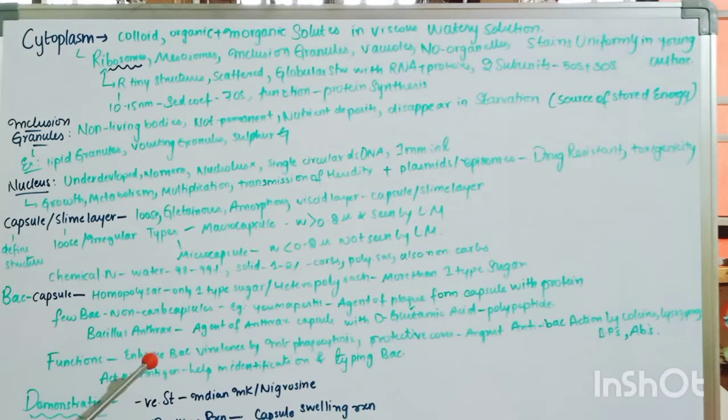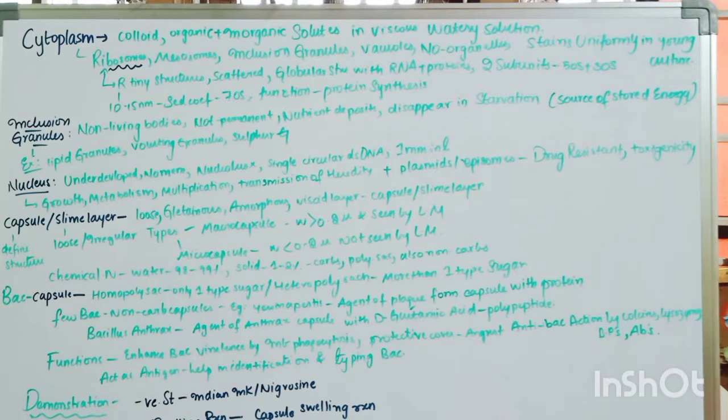A few bacteria have non-carbohydrate capsules. For example, Yersinia pestis, the agent of plague, forms a capsule with protein. And Bacillus anthracis, the agent of anthrax, forms a capsule with D-glutamic acid, which is a polypeptide.